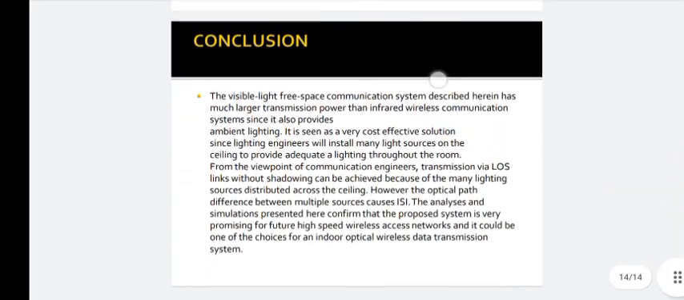The conclusion is that the analysis and simulation presented here confirm the proposed system is very promising for future high speed wireless access networks, and it could be one of the choices for an indoor optical wireless data transmission system. This is the conclusion on the topic. Thank you guys.